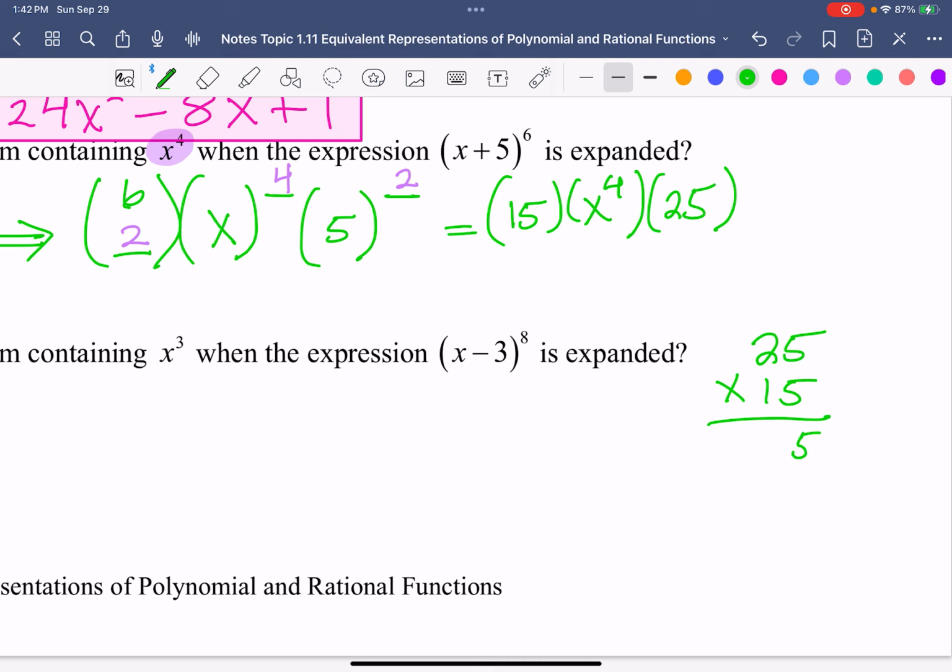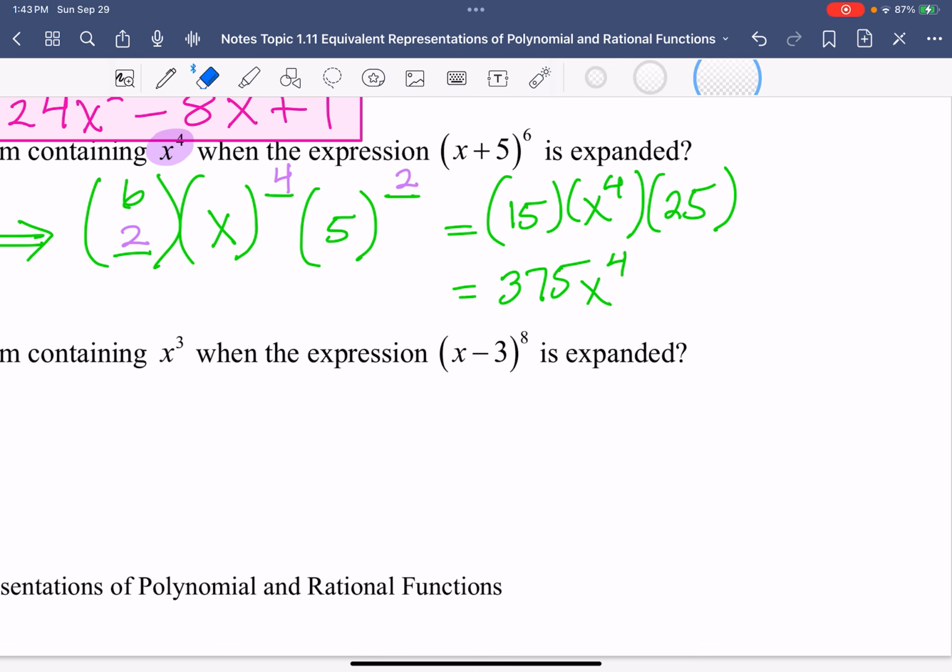5 times 5 is 25. Put the ones down and then add the tens at the top. So 5 at the bottom, 2 at the top. 5 times 2 is 10. 10 plus 2 is 12. Okay, before you go to the next number, add a 0. 1 times 5 is 5, 1 times 2 is 2, and then you're going to add these together. 5, 2 plus 5 is 7, 2 plus 1 is 3. So this is 375 times x to the power of 4.